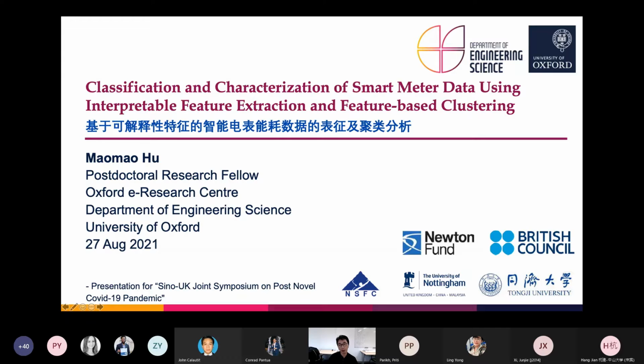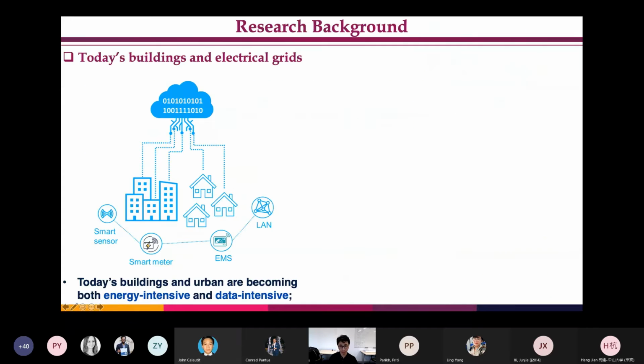My name is Maomao, and I'm currently a postdoctoral researcher at the University of Oxford in the Department of Engineering Science. Today I'm going to be talking about my research, which is the classification and categorization of smart meter data using interpretable feature extraction and feature-based clustering. First of all, I'd like to give a brief introduction about my research.